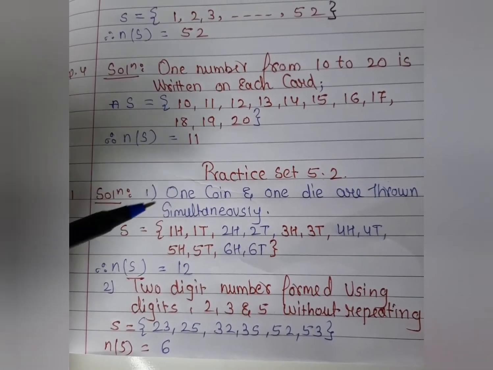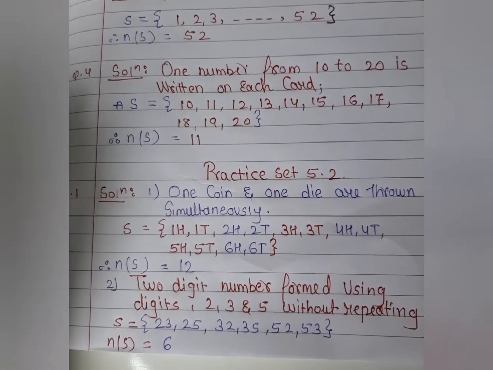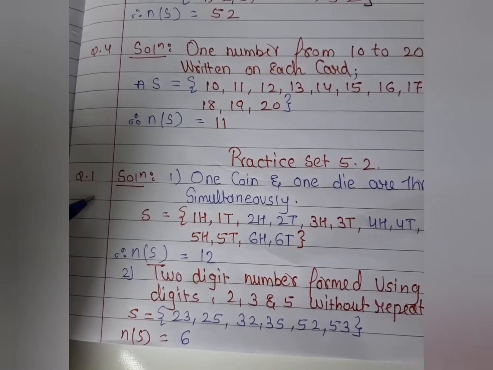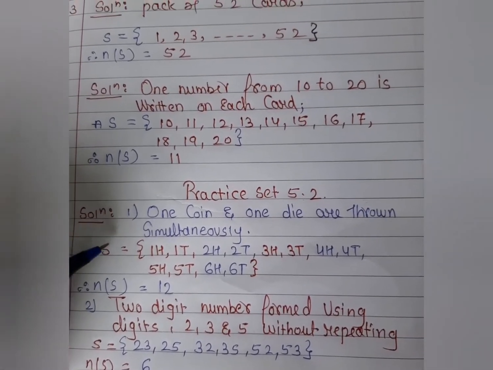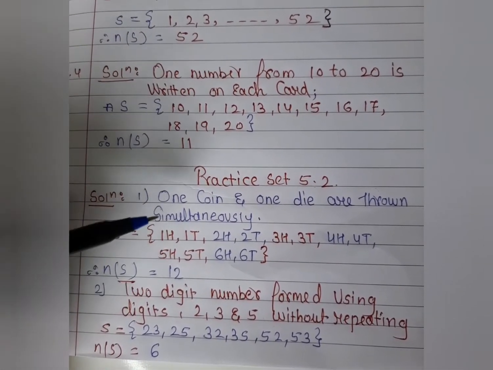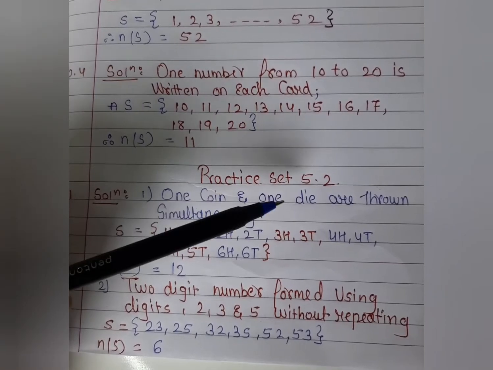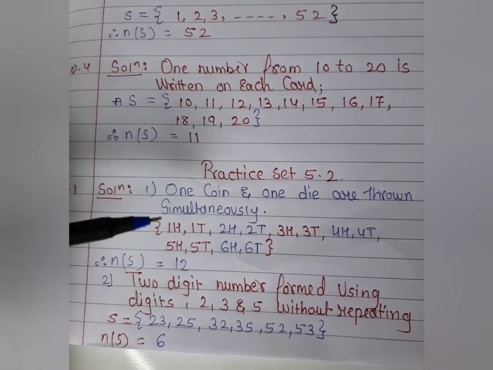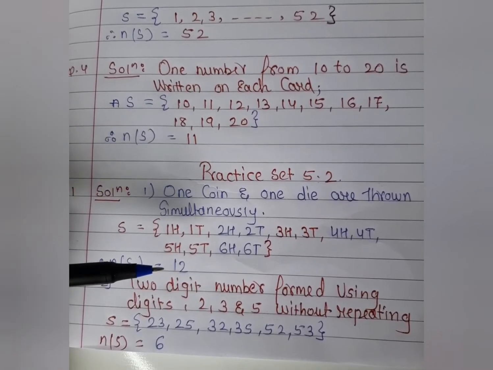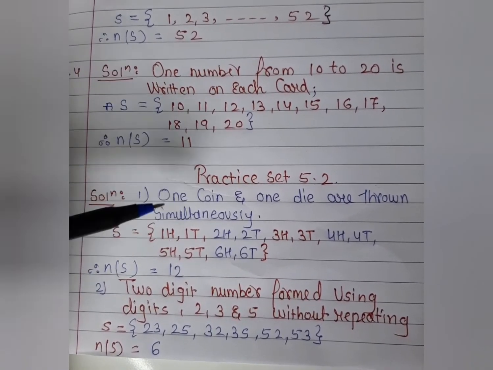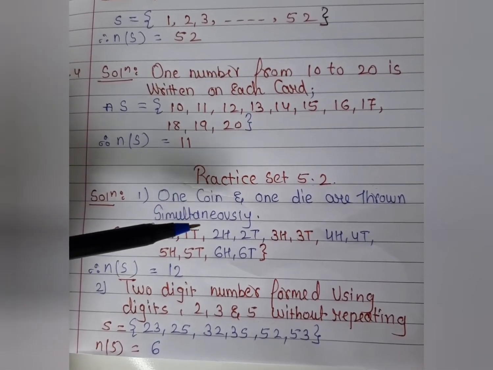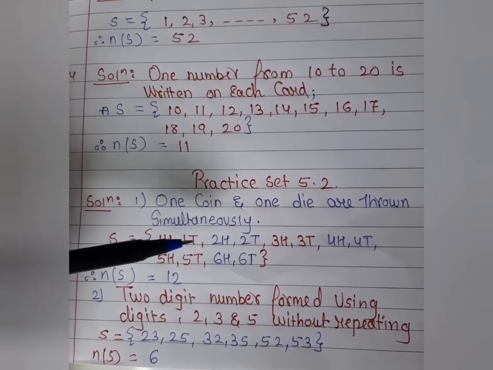So here students, in practice set 5.2, let us go for the solution, and here we are taking question number 1. In question number 1, the condition is 1 coin and 1 die are thrown simultaneously. So here we have to find the sample space and the number of sample space. And then what would be the sample space here?